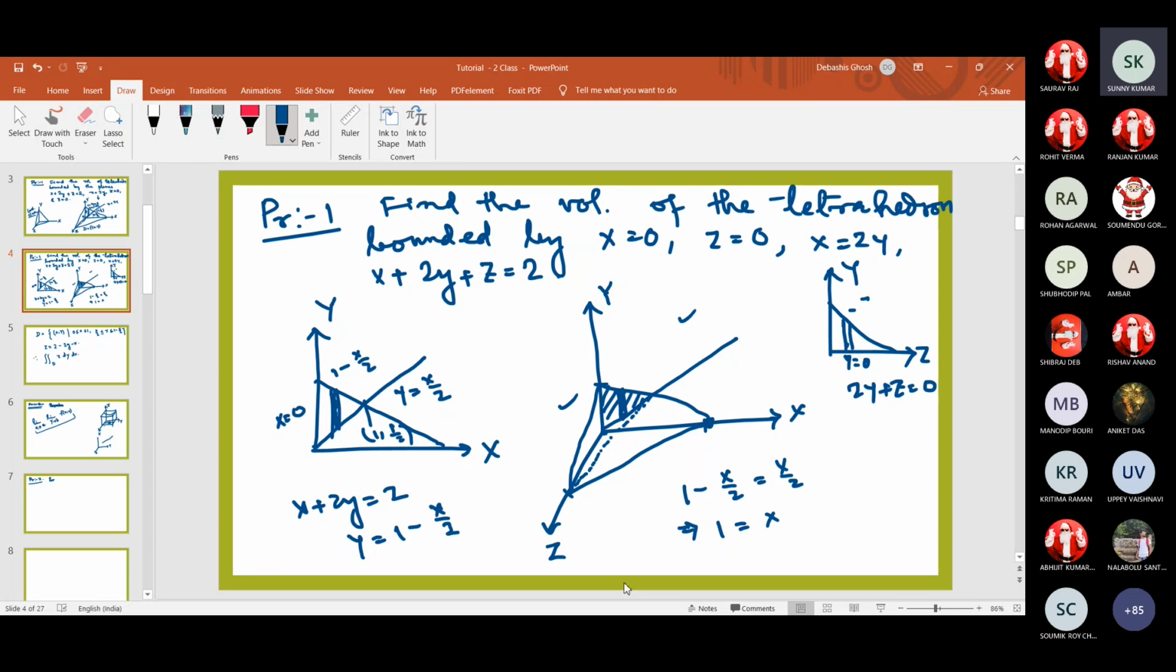Sorry, it should be 2y plus z equals to 2. That's right. So y equals to 1 minus z by 2. That time your y range is 0 less than or equal to y less than or equal to 1 minus z by 2. Then you can move on your z axis, z equals to 0 to 2. Now you find the point of intersection of this line, z equals to 2. Therefore the range is 0 less than or equal to z less than or equal to 2. It's not that we need to find it this way.